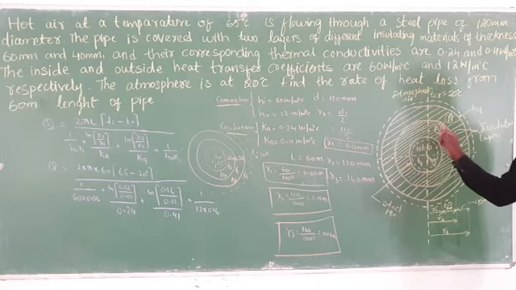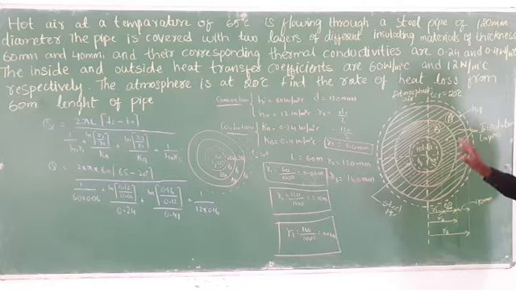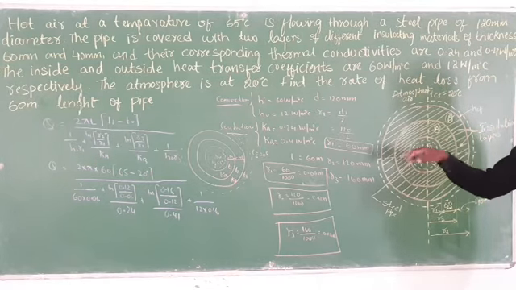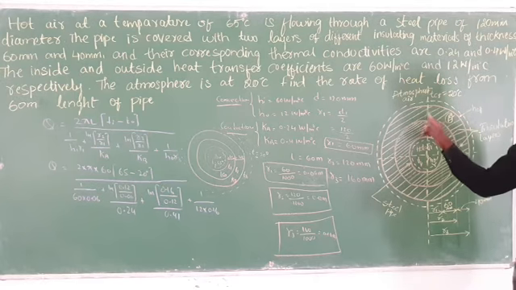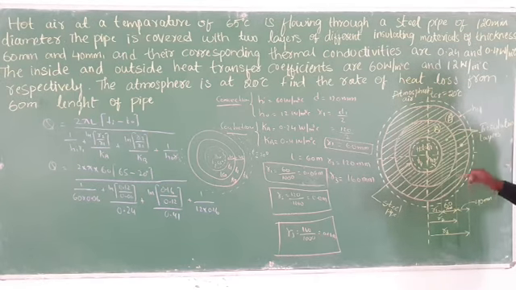After that, there is some insulator. The name of the material is not given, but the K value is given. Then there is another, different type of insulator, and its Kb value is given. The first insulator you assume as A, and the second insulator you assume as B.